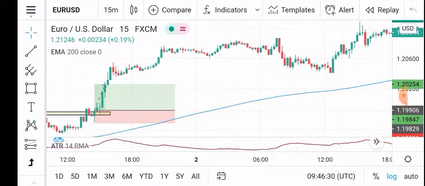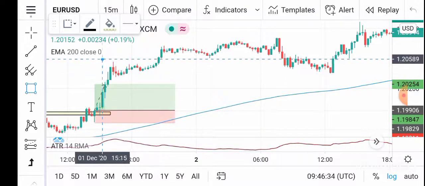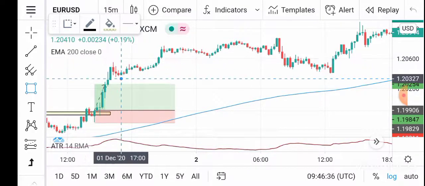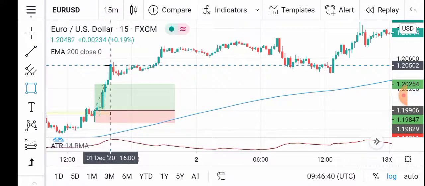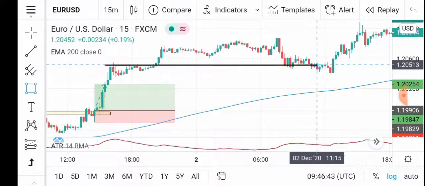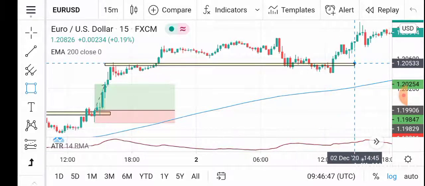So at this point guys, you can see that the market made a new high and came down and made a new low. So right now I'm looking for a retest of this structure at this point. So as you can see, we are literally waiting for a retest.